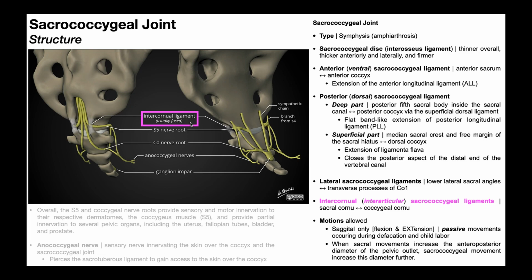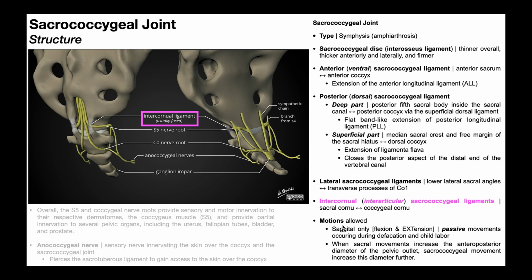And then in pink right here, we have the intercornual or interarticular sacrococcygeal ligaments. These are the deepest of all of them. You can see the left one right here, the right one over here, and these connect the sacral cornu to the coccygeal cornu. So cornu is another term for horns. So coming down from the sacrum right here, there's actually a couple spikes or horns projecting inferiorly, and then you can better see the coccygeal cornu here. They're actually projecting superiorly.